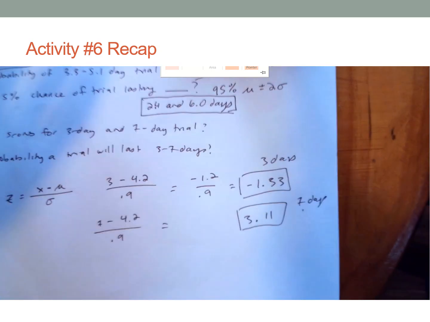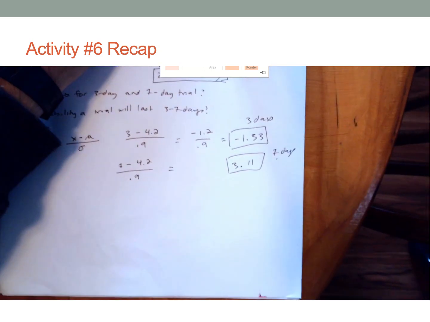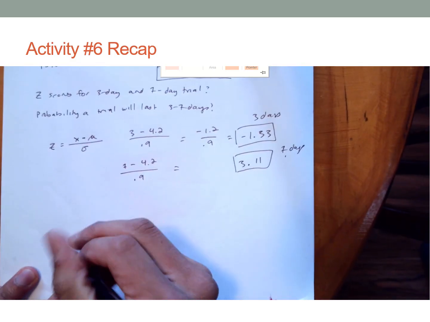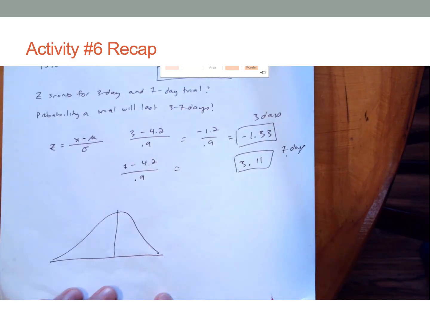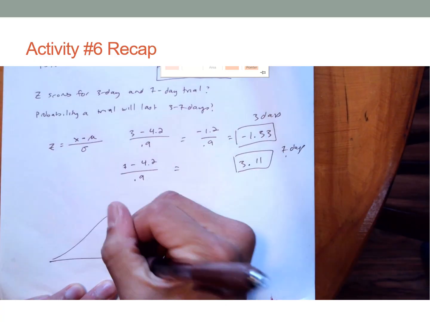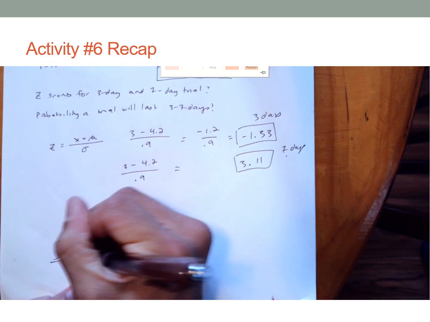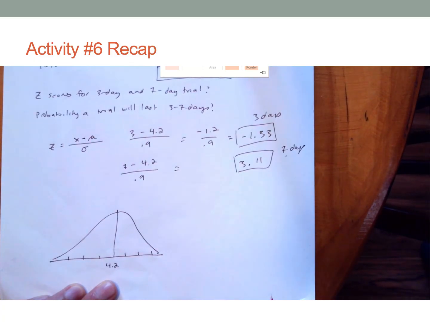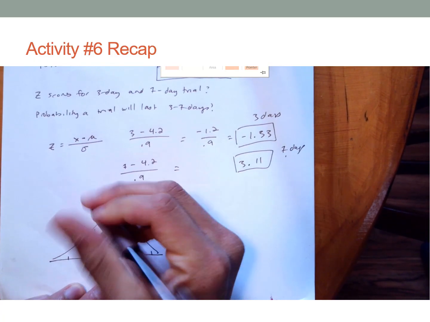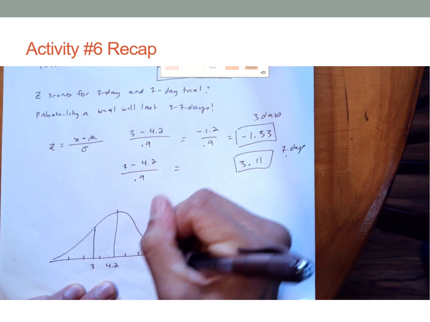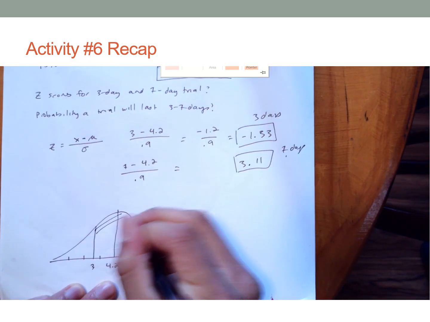On to our final question. What's the probability that a trial is going to last between 3 and 7 days? I'm going to redraw our distribution here and shade in our values of interest. So we are centered at 4.2. We want to know the probability that a trial is going to last between 3 days and 7 days. So we can draw a line for 3 right around here. We can draw a line for 7 right around here.